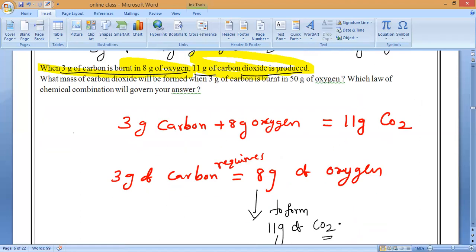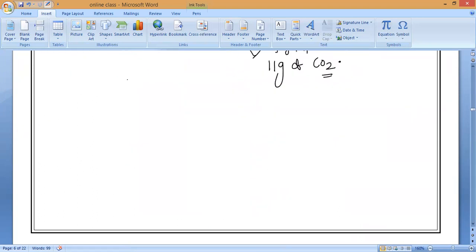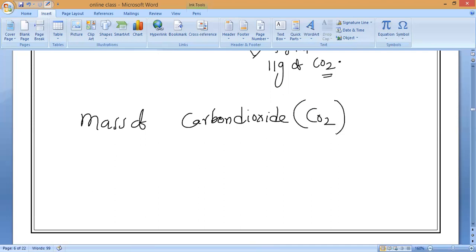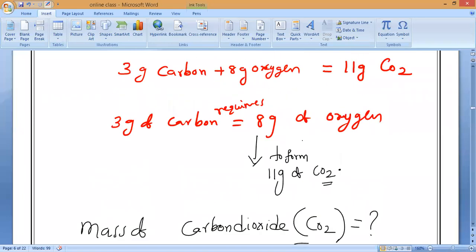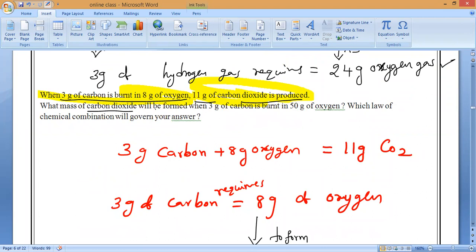Okay. Now they are saying what mass of carbon dioxide will be formed? They are asking mass of carbon dioxide. What is the formula of carbon dioxide, everybody? CO2. Okay. What is the mass of carbon dioxide when burnt in what? How much? Read, everybody. You should learn. Formed when 3 grams of carbon is burnt in 50 grams of oxygen. Everybody should tell.